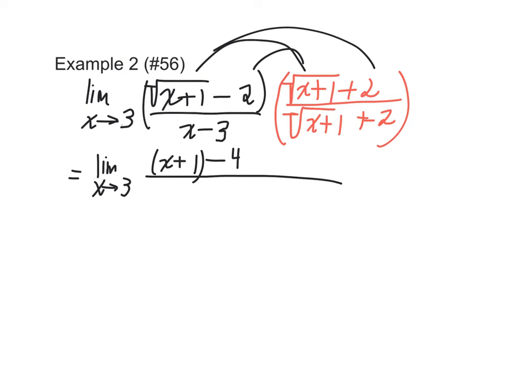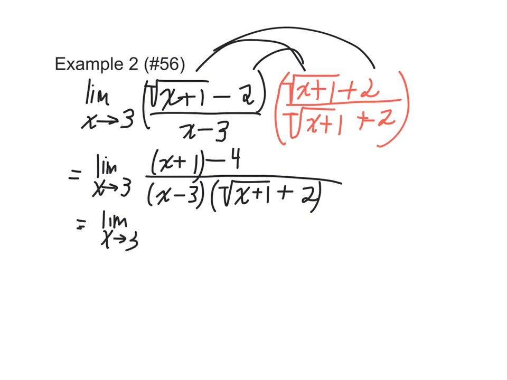The denominator is kind of an even bigger mess again. I don't want to do anything with it though. Let me just recopy it. We have x minus 3 from the first denominator, and that's being multiplied by this conjugate, square root of x plus 1 plus 2. Let's do some algebra to get this even further simplified, because at this point direct substitution still fails.